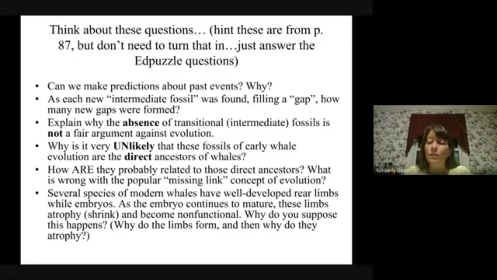So these limbs form because their ancestors had limbs. They had back legs when they were land walking mammals. That information is still in their DNA, and the limbs can still form, and then something else will happen that will take them away as embryos.